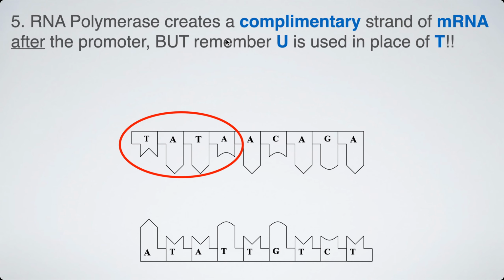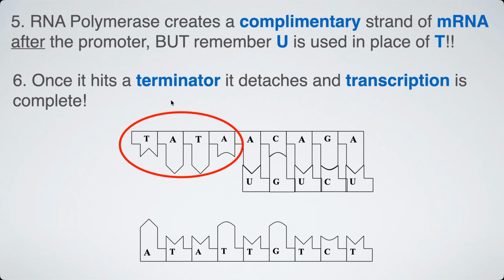RNA polymerase creates a complementary strand. There's that word again, complementary. And it only makes that strand after the promoter. So this TATA box is not included. But remember, U is used in place of T because we're talking about RNA. So after this TATA, A goes with U. So that's what I would pair this up with. C goes with G. A goes with U. G goes with C. A goes with U. So this would be my messenger RNA that I'm making.